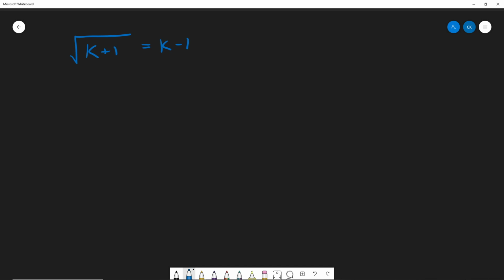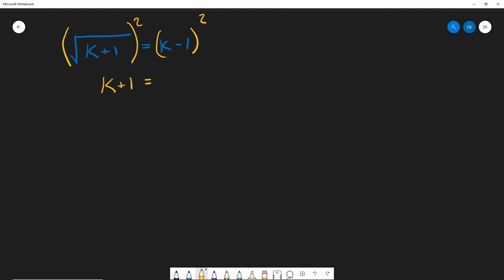So I'm going to do that. In this case, I don't have to do anything to get the radical by itself. It's already by itself. So I'm going to move directly to step 2 and say square both sides. So this side here is easy. When I square a square root, I take just whatever is underneath the radical. So this is just going to be k plus 1.